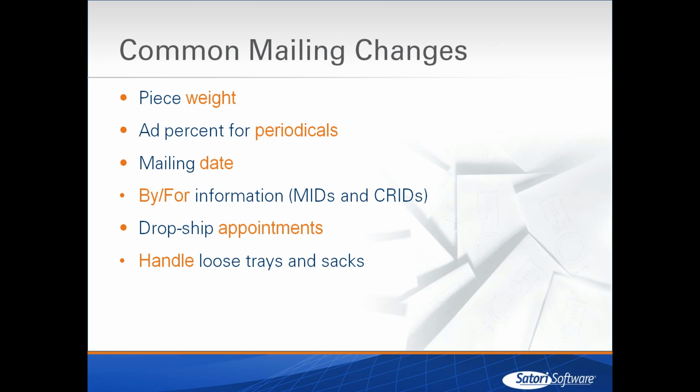So let's talk a little bit about some common changes that can happen after that pre-sort has been done, but before you're actually releasing that out to the post office. Now, the really common things that can change are going to be your piece weight and your mailing date and your ad percentage. Those are things that can vary very widely from when you're doing your pre-sort to when the mail is actually produced.